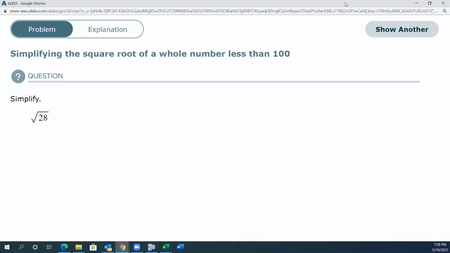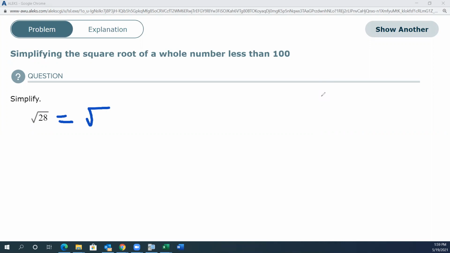Okay, so here is what we're going to do on this one. It's to simplify the square root. So clearly we're not looking for plug it into the calculator and then be done, because that wouldn't even require a topic. So instead, what we're looking for is a way to simplify this.